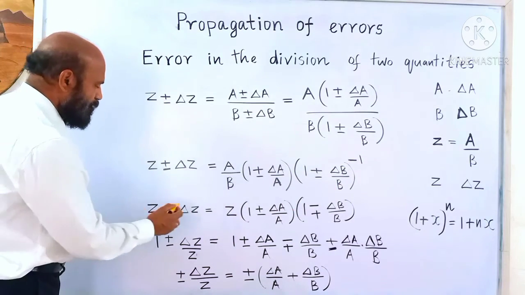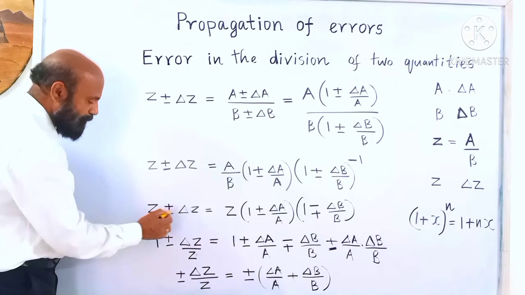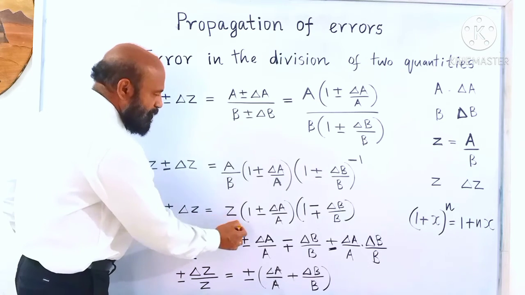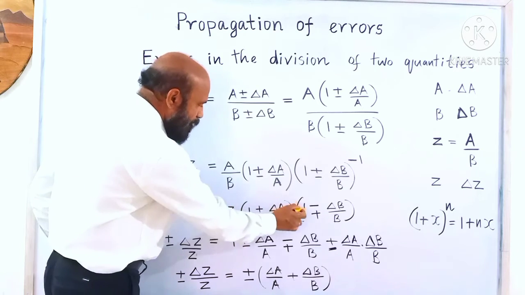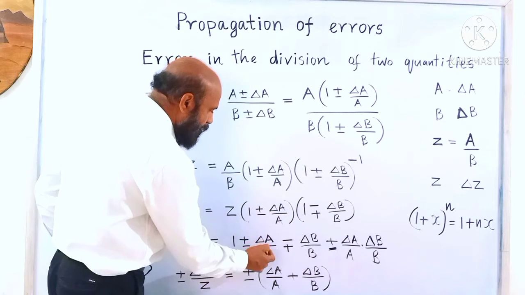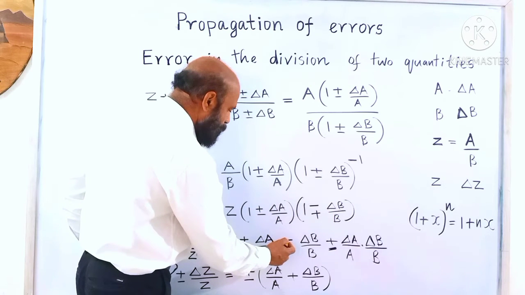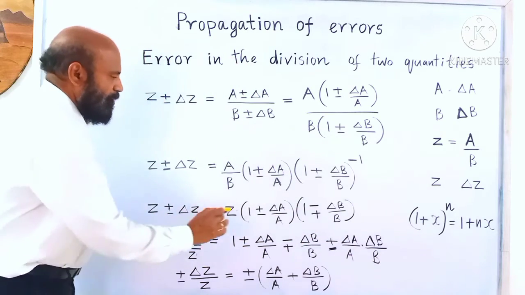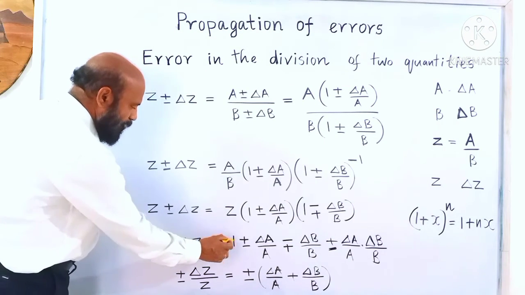Then divide both sides by Z. So when you divide this side by Z, it is 1, then plus or minus delta Z by Z. When you divide this side by Z, this Z will get cancelled. So then this 1 into 1 is 1. Next, this 1 with plus or minus delta A by A. Next, multiply this term, so plus or minus delta B by B. Then this with this, you are getting delta A by A into delta B by B. This one and this one will get cancelled.